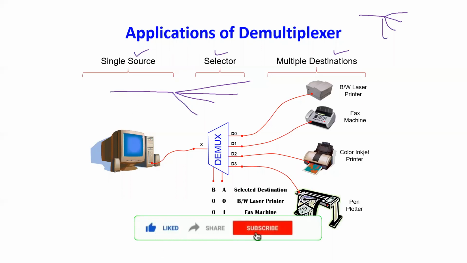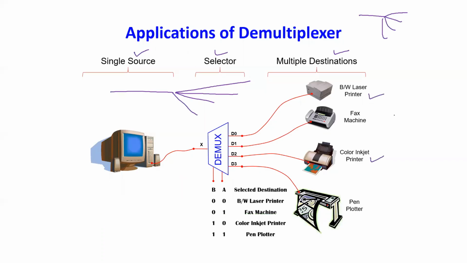Similarly in a computer, you have a computer and you will select a particular thing. Either you are going to use a black and white printer, or a color printer, or a fax machine. That is done with the help of this selection line. So that is the demultiplexer, the opposite of the multiplexer.